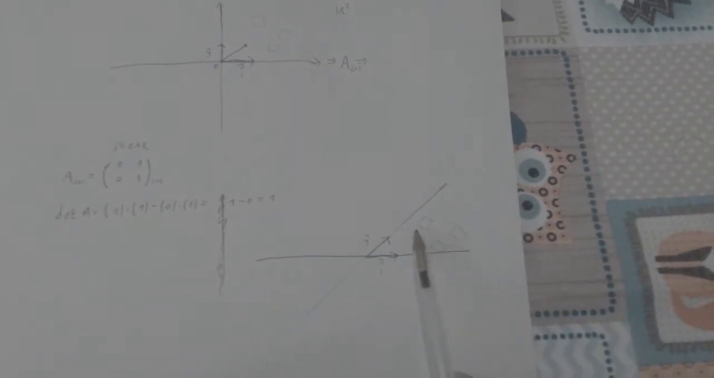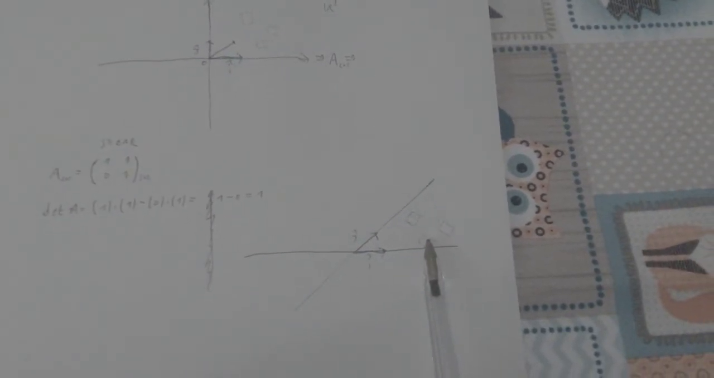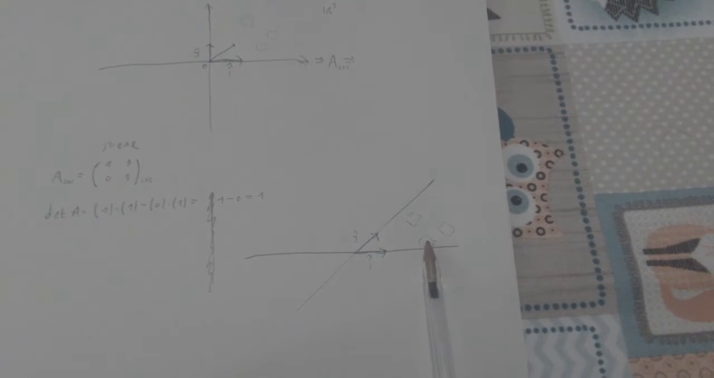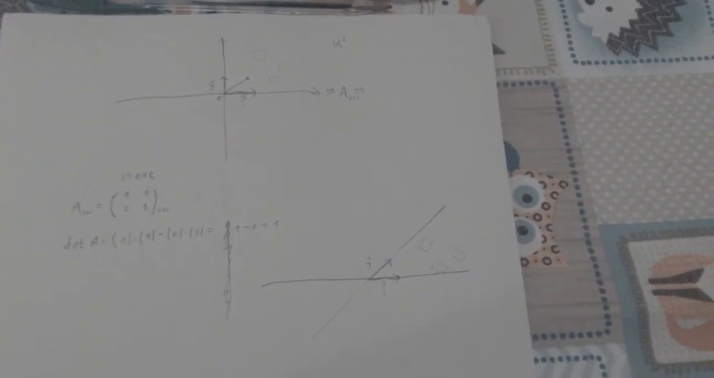The area of those objects is going to be scaled by 1. So it's basically going to stay the same. We basically have just rotated, but the area of those objects is going to be the same.